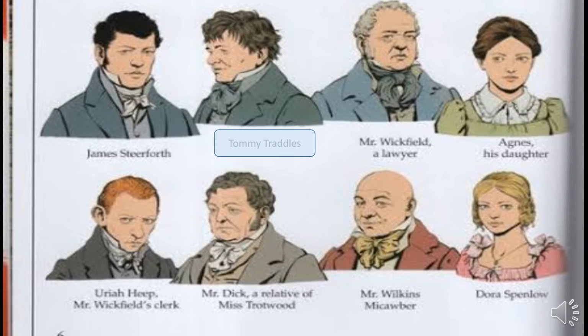We have Steerforth and Tommy Traddles, David's friends at the boarding school. Mr. Wickfield, Miss Trotwood's lawyer, and his daughter Agnes. Uriah Heep, Mr. Wickfield's clerk. Mr. Dick, a relative of Miss Trotwood. We have Mr. Micawber, the man whom David stayed with in London. Dora Spenlow, David's first wife. We have also Mr. Creakle, the headmaster of the boarding school, and Mr. Mell, who works at the same school.